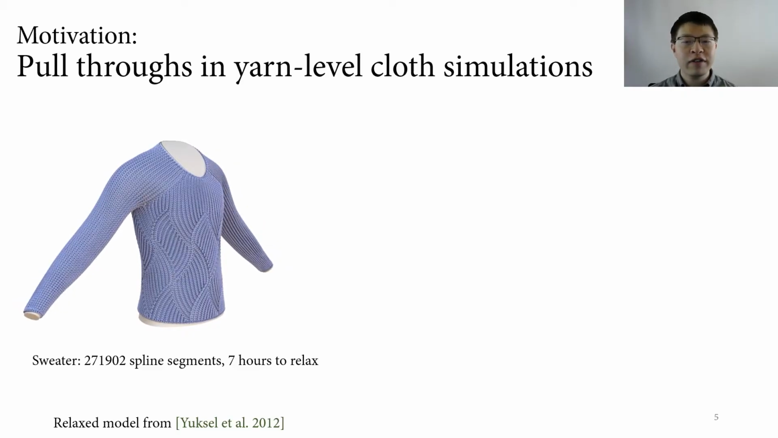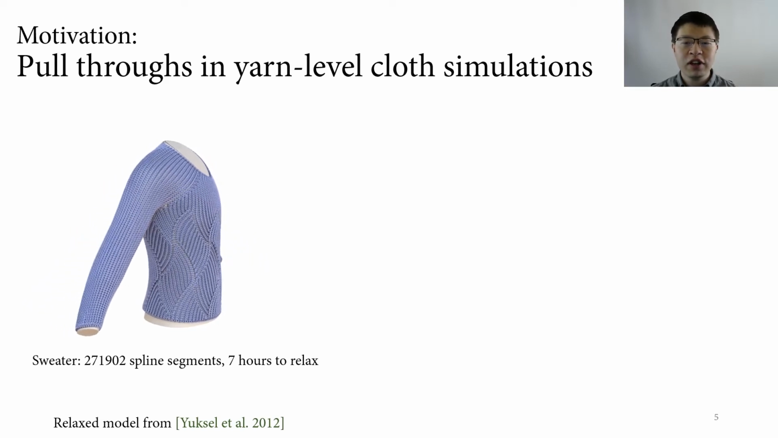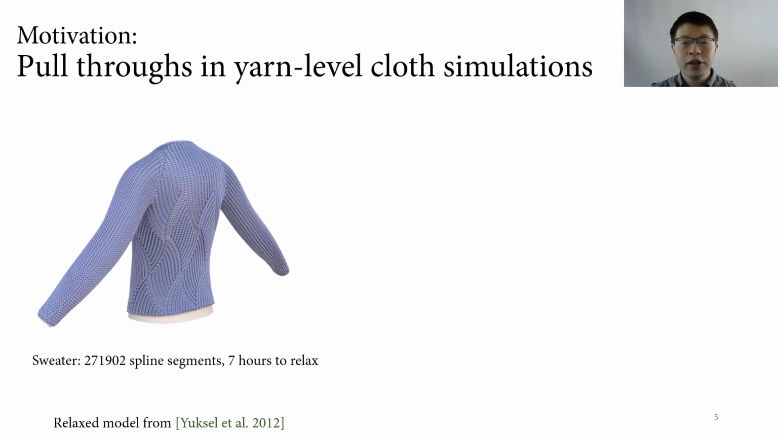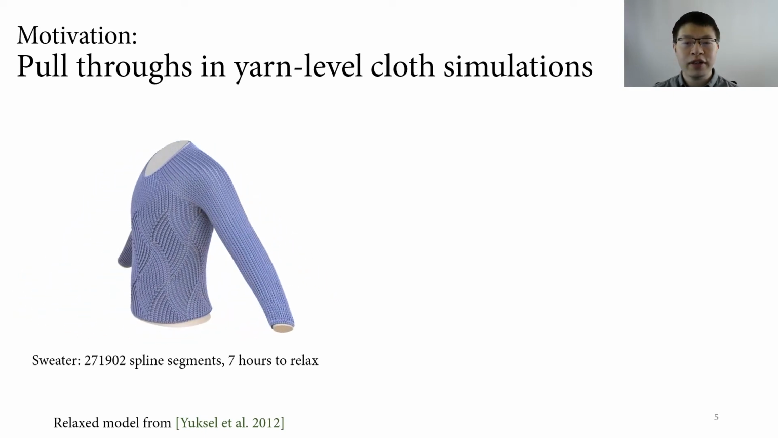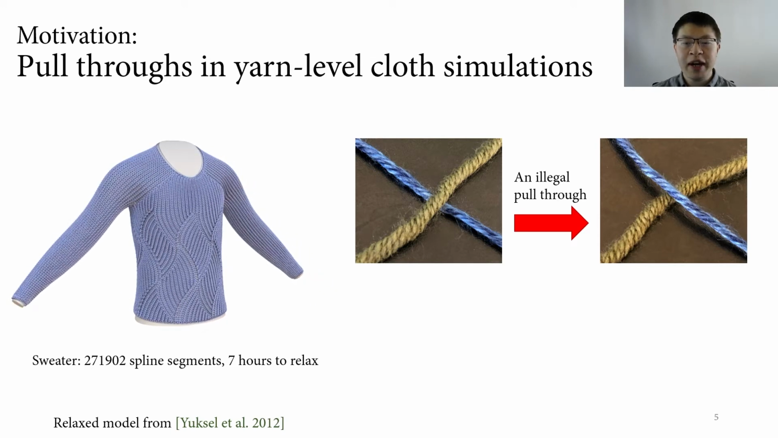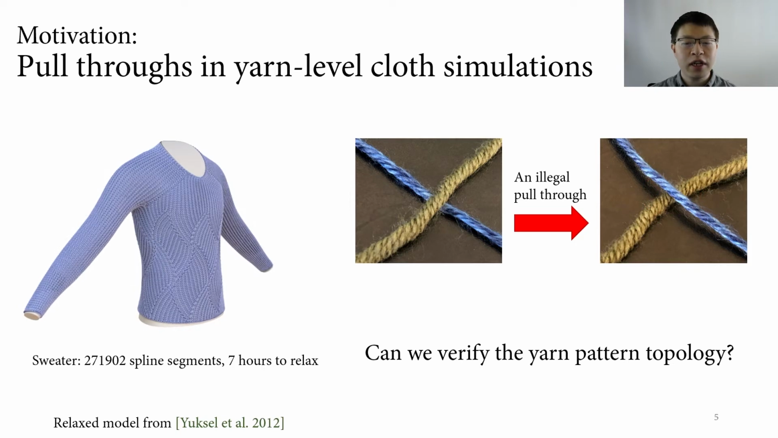Let's also look at yarn-level cloth modeling. In a SIGGRAPH 2012 paper, this sweater model was relaxed using yarn-level simulation. How do we know if it is topologically correct? A common problem in these simulations is pull-through, where yarns illegally pass through each other after missing a collision. For example, the green yarn is on top at first. A pull-through could cause it to pass through the blue yarn, which is not physically possible and alters the topology. How do we know whether the relaxation maintained the yarn pattern topology? Our method will tell you that this relaxed model has an error.